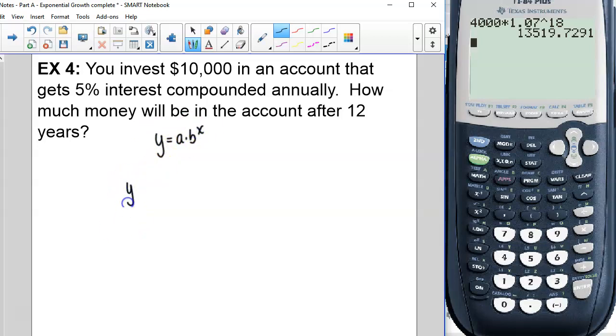So, Evan, what is our A? What is our initial value? The 10,000. And then we've got to find our B. So, Cole, how do we find the B?